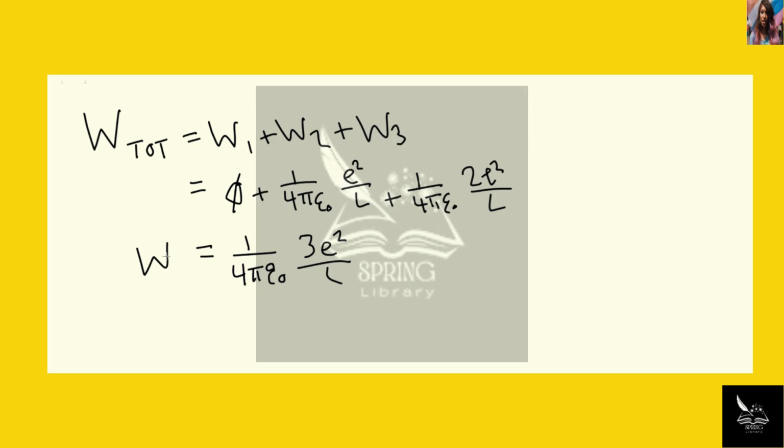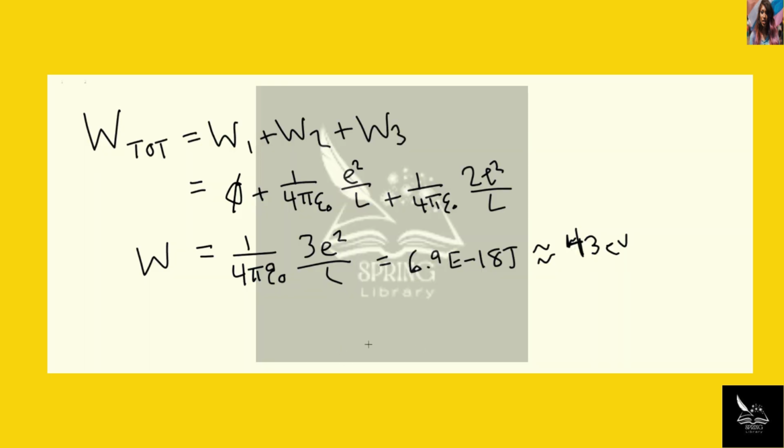All right, and when we plug in values for e, the electron charge, and for L, which is given to us, we will end up with about 6.9 times 10 to the negative 18 joules, which is about 43 electron volts. And that's it.